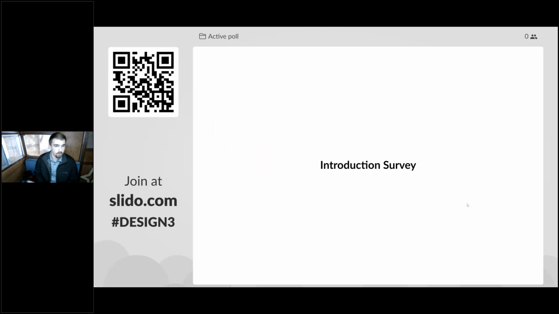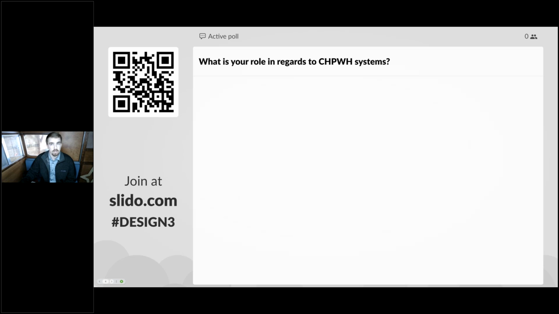We're going to try this out with an introduction survey. There's also a QR code in this corner. You can scan that code with the camera on your phone and answer the survey through your web browser that way as well, or you can enter design 3. I'll take a second to let you get onto Slido, and then you can go ahead and answer the questions, and I will answer some of these live and get some feedback from you. The first question is, what is your role in regards to commercial heat pump water heating systems?